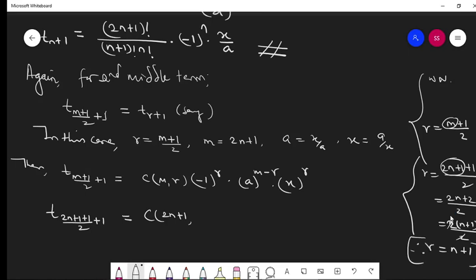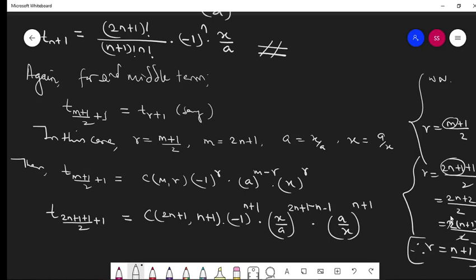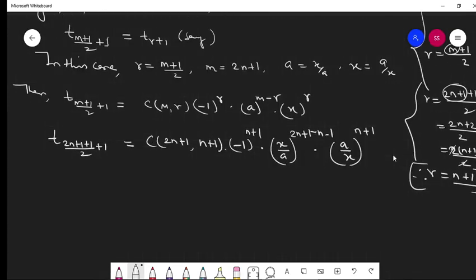So you can put r, meaning n plus 1, here. Minus 1 to the power r is minus 1 to the power n plus 1. What is a to the power m minus r? m is 2n plus 1, and r is n plus 1, so it is a to the power n. The x term is x to the power r, that is x to the power n plus 1. So we have converted, or made it easier to understand and easier to solve.